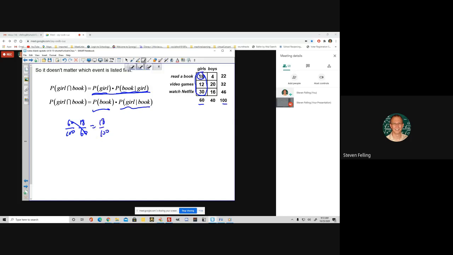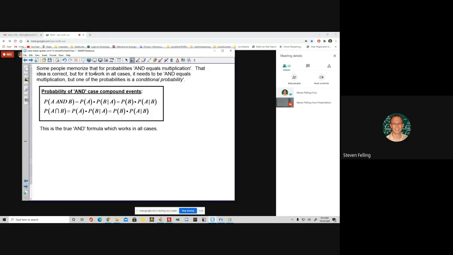But we could also instead have said, all right, what if we decided to do this one? Well, that's the probability of book, and book is 22 out of 100, right? And then what's the probability of girl given book, right? So given that you're a book, right, it would be probability of girl given book, which is 18 out of 22. And these 22s would cancel when we multiply here, so we would again get 18 out of 100. So it doesn't matter which event you put first, as long as you account for that event when you compute the second conditional probability.